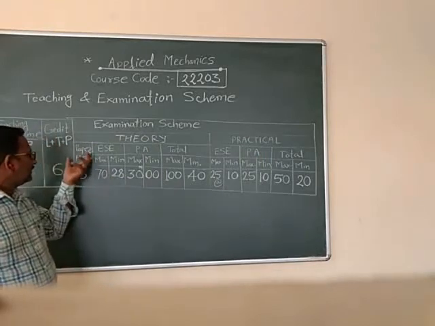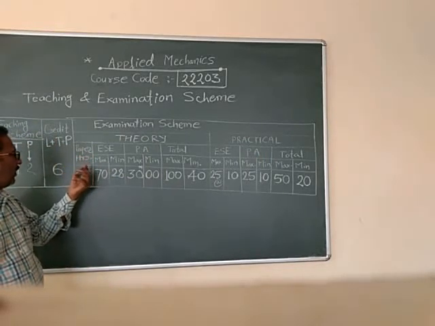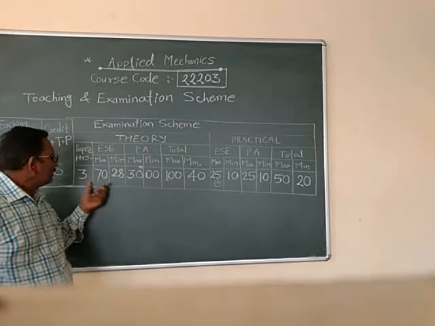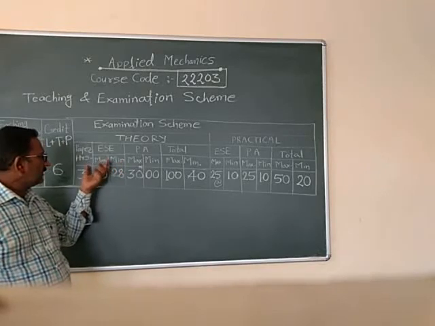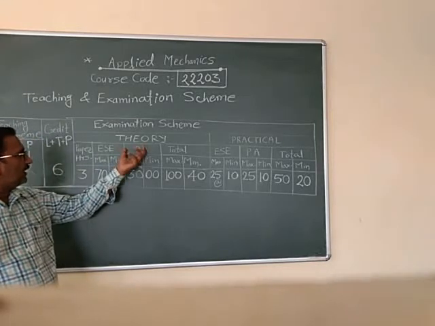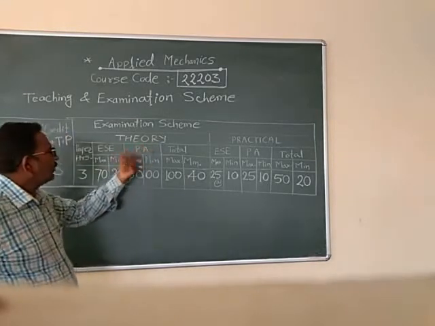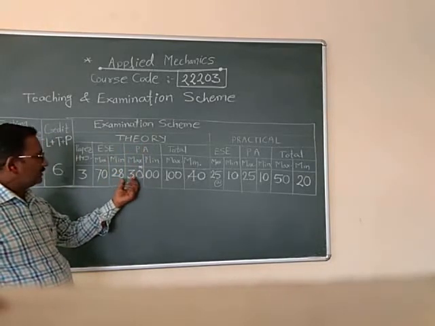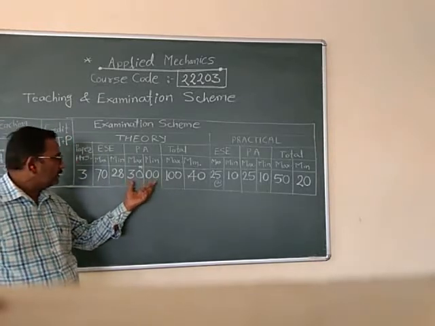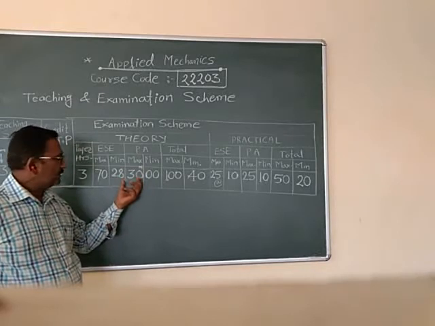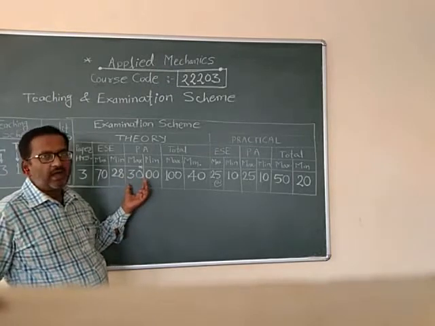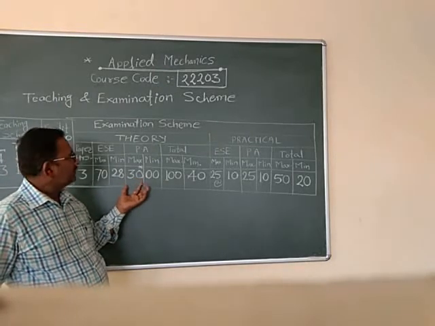In the theory part, the theory paper is for 3 hours, which is the end semester examination of 70 marks, and in that 70 marks we have to take a minimum of 28 marks. In practical progressive assessment, the maximum is 30 marks. That means in those 30 marks, 10 marks are for micro projects and 20 marks are the average of 2 tests.